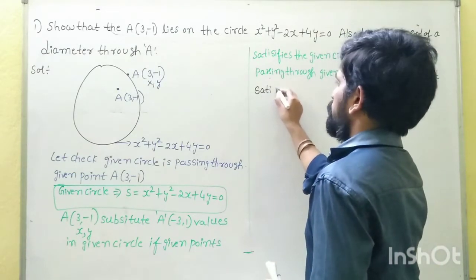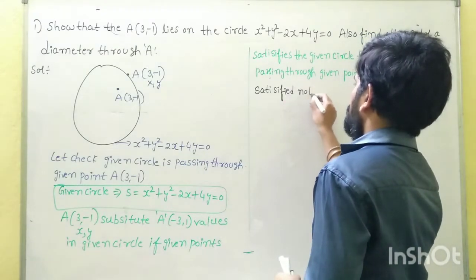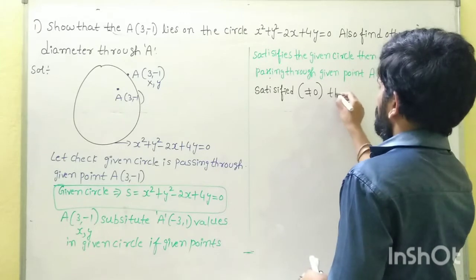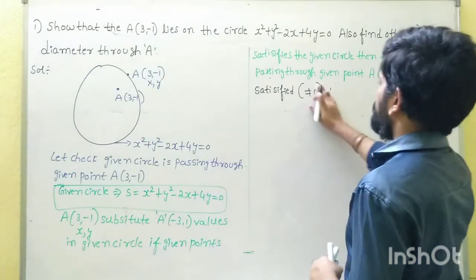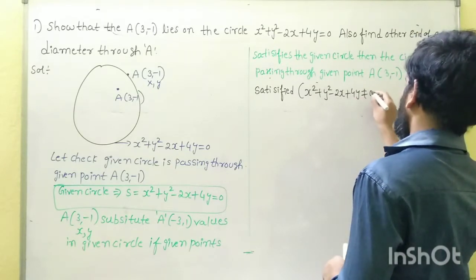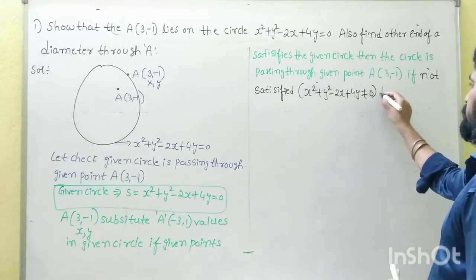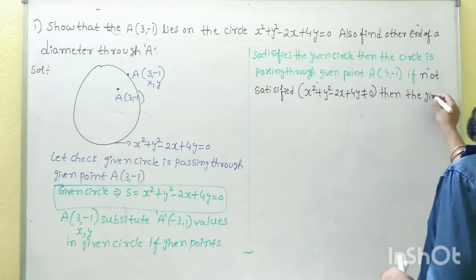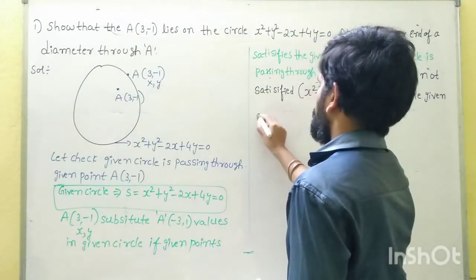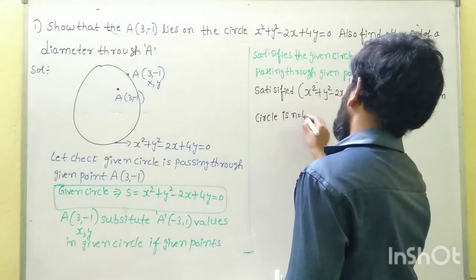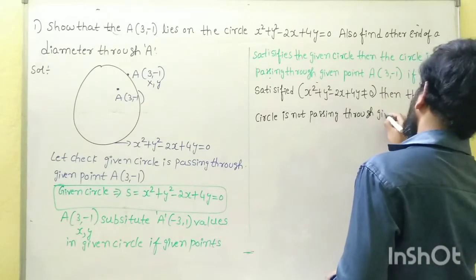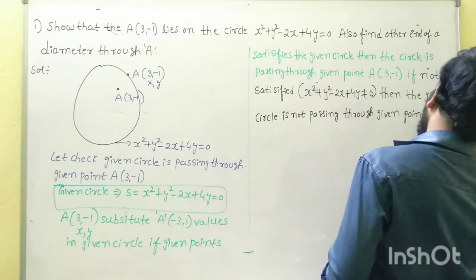If not satisfied, satisfied means it is not equal to 0. What is meant by not satisfied? x square plus y square minus 2x plus 4y not equals 0. If this is not equal to 0, then the circle is not passing through the given point A, 3 comma minus 1.